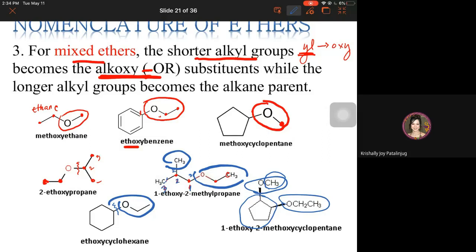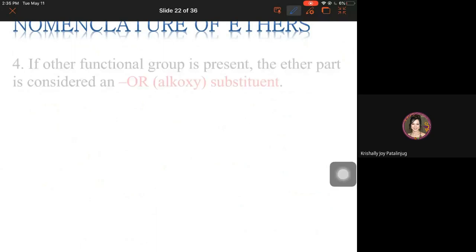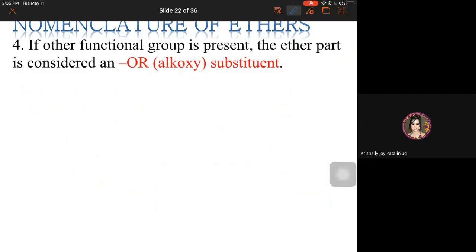But the rest, you can identify. Okay? If you can, use the simplest way of naming, then you can have the simplest way. Just identify the other R group, then add the word ether. This is the last condition for ethers, then we're done.